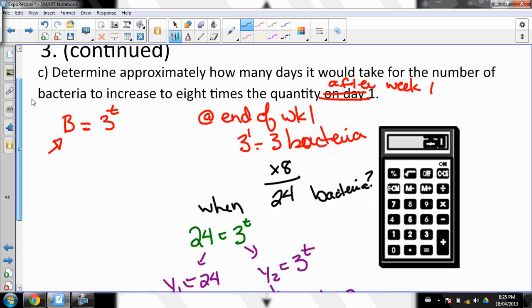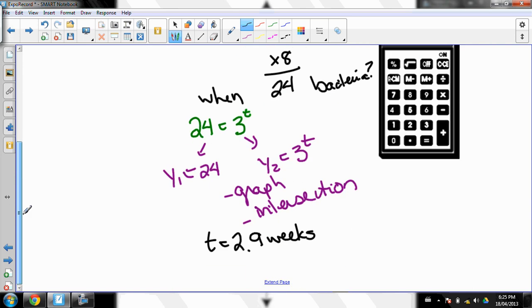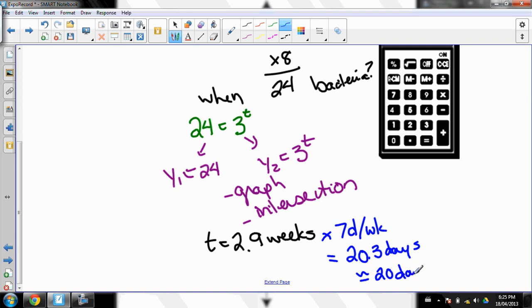They didn't ask us for weeks, though. They said how many days. Well, there's 7 days in a week, so I could just take that times 7 days per week, and I will get 20.3 days, or about 20 days, since it asked for approximately. Okay.